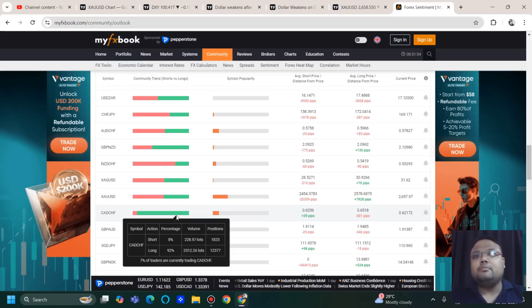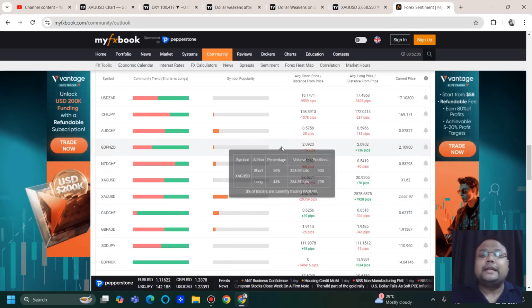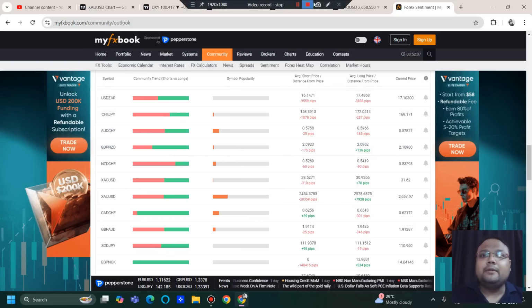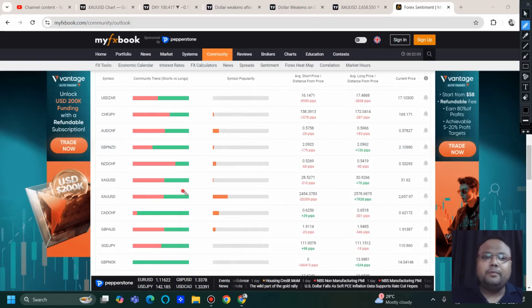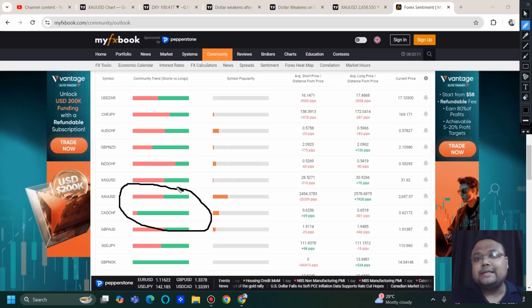And who plays the dirty tricks? The institutions, the banks, the hedge funds. So they always try to trap retail traders. In this case, we can see that as retail traders are accumulating buy positions right now, they will be trying to trap the retail traders on their buy position. And how will it happen? When market will be going down.